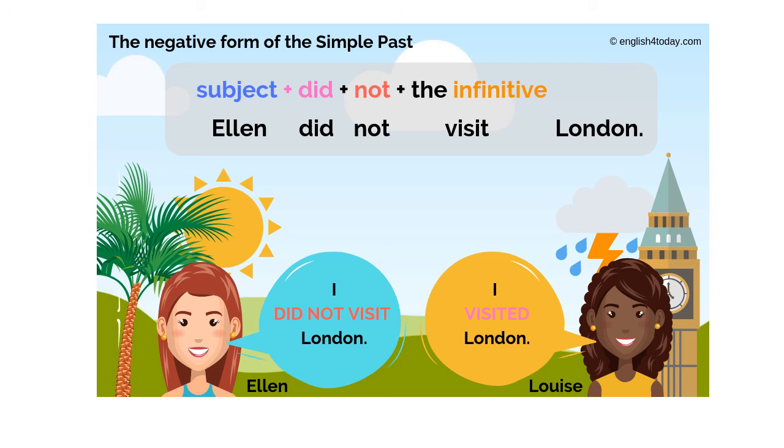For example, you can say, Ellen did not visit London. No se olviden que esta es la forma de hacer oraciones negativas, ¿ya? Subject, did not, and the infinitive in the base form. So, for example, I didn't visit London, dice Helen. Yo no visité London. Pero Luis nos dice, I visited London. Yo sí visité London. ¿Por qué? En este caso sí modifico el verbo porque es una oración afirmativa. Solo en las oraciones negativas no modifico para nada el verbo.